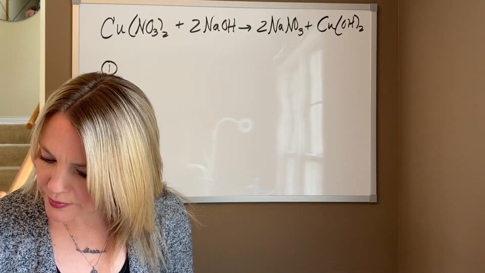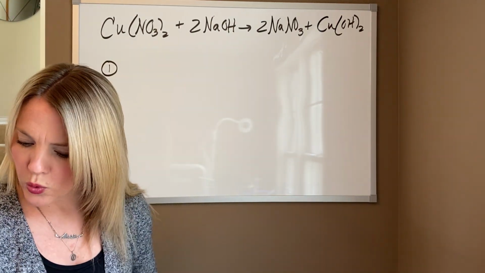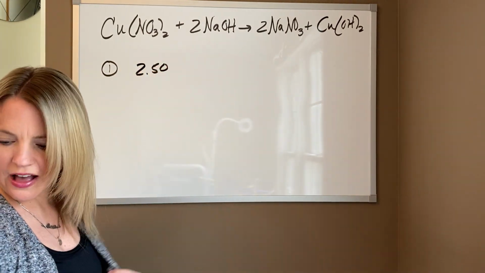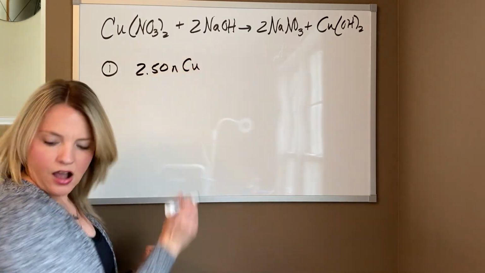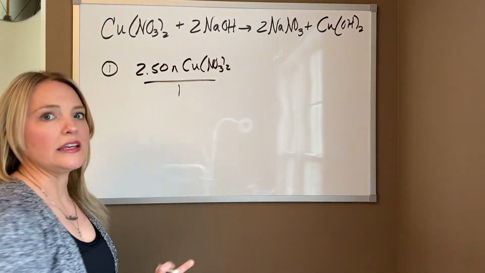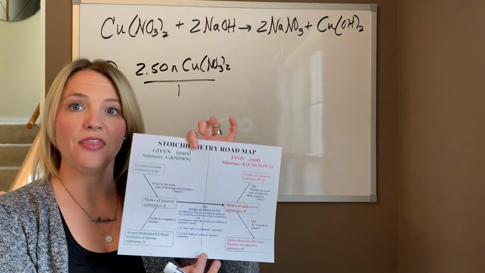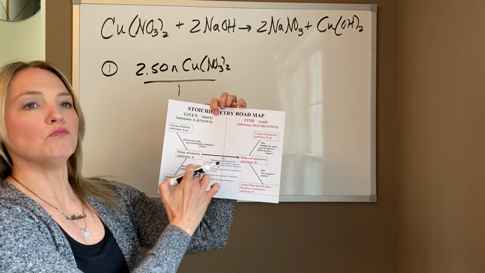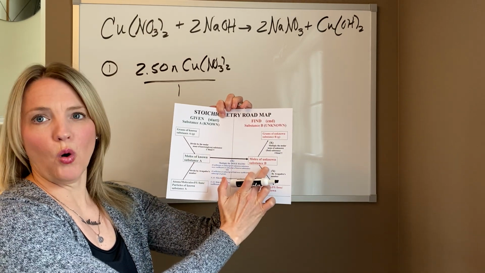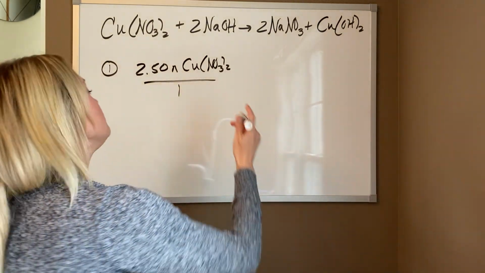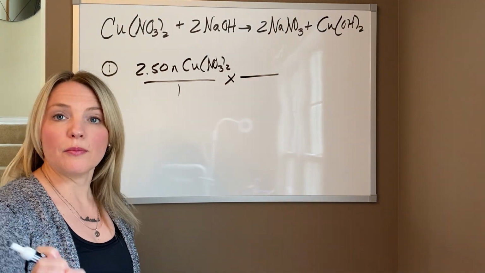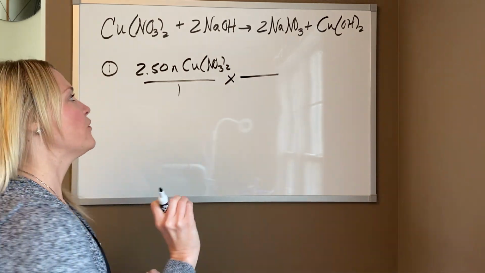So when I look at that problem, I just want to first start with the number I am given. So in problem number 1, I'm starting with 2.50 moles of the copper nitrate. So I'm going to set that over 1. Now, looking at my roadmap, I am in moles of substance A. That's a good spot to be in. I can immediately go to moles of substance B. So if you are in moles, in your next fraction, you can use the ratio, the number of moles, the coefficients, to go from A to B.